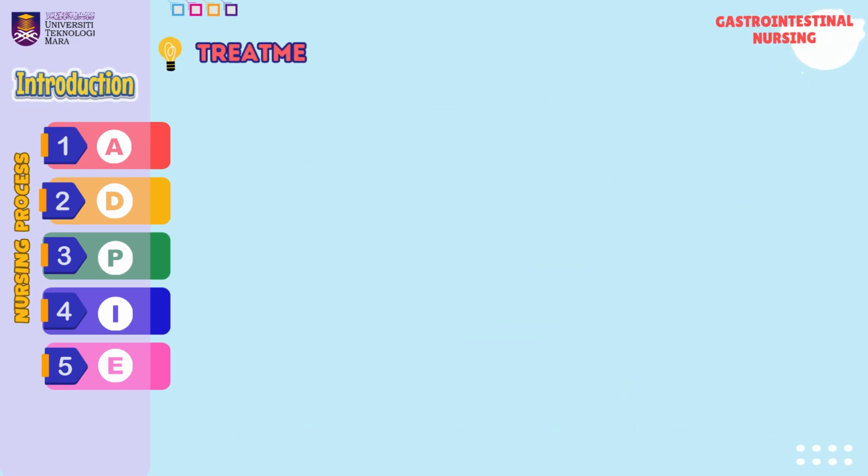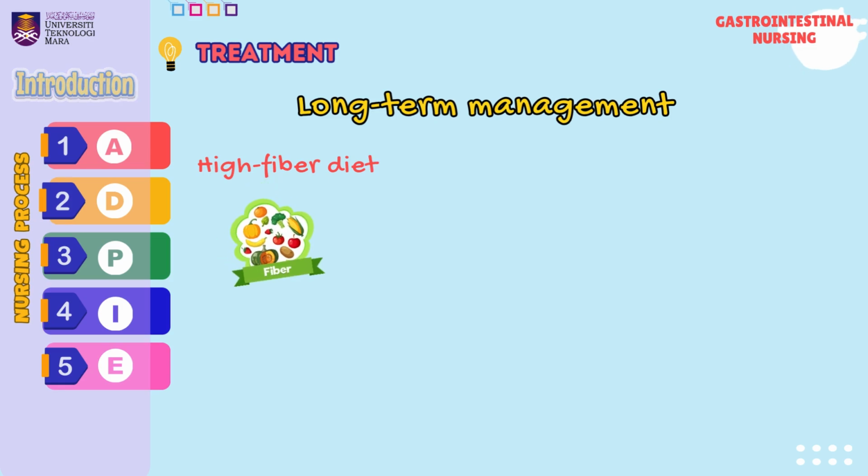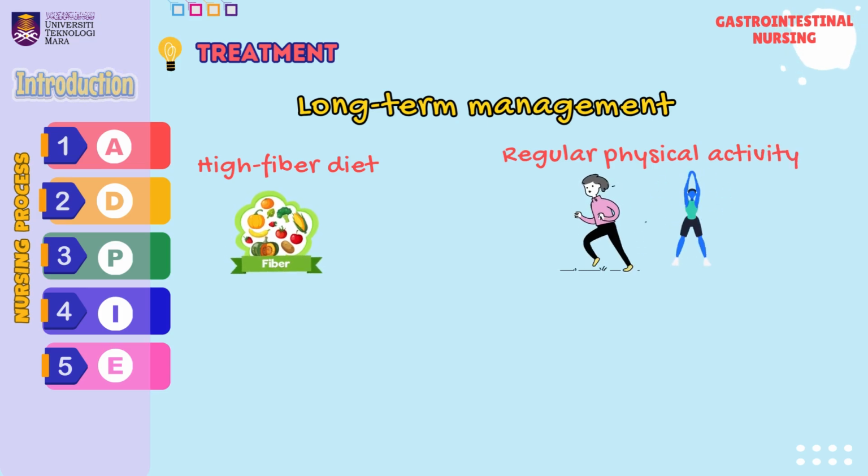Long-term management of diverticular disease focuses on preventing flare-ups and promoting healthy bowel function. Clients are encouraged to follow a high-fiber diet rich in fruits, vegetables, and whole grains to soften the stool and reduce pressure in the colon. Regular physical activity is also important, as it helps maintain normal bowel movements and supports overall digestive health.